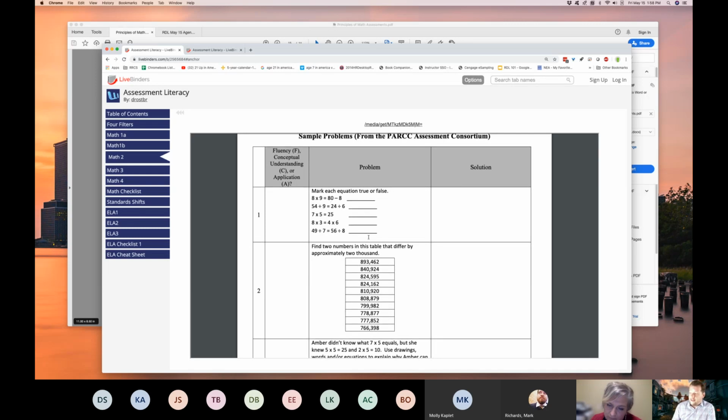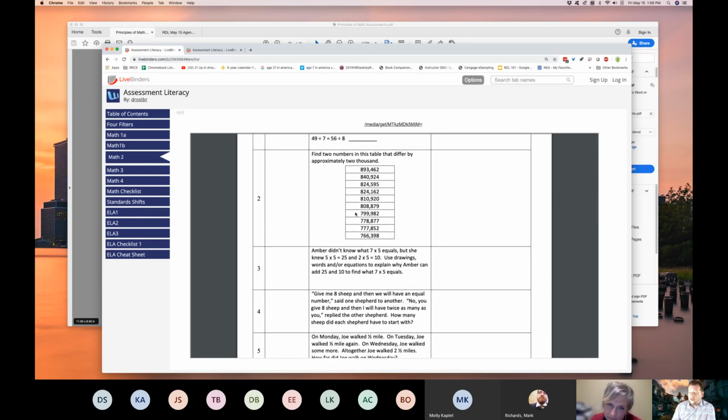When I compare that to the next problem that we're going to look at real quickly, same question, P for procedural skill and fluency, C for conceptual understanding, or A for application. Find two numbers in this table that differ approximately by 2,000. We'll see that there's going to be a slight difference here.